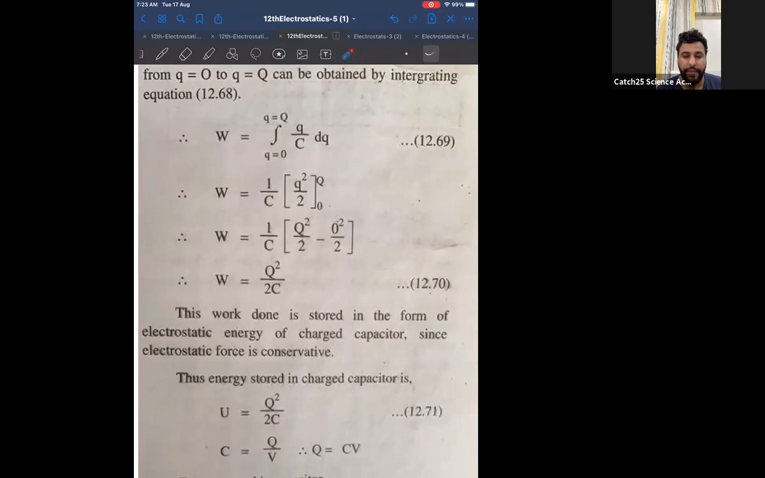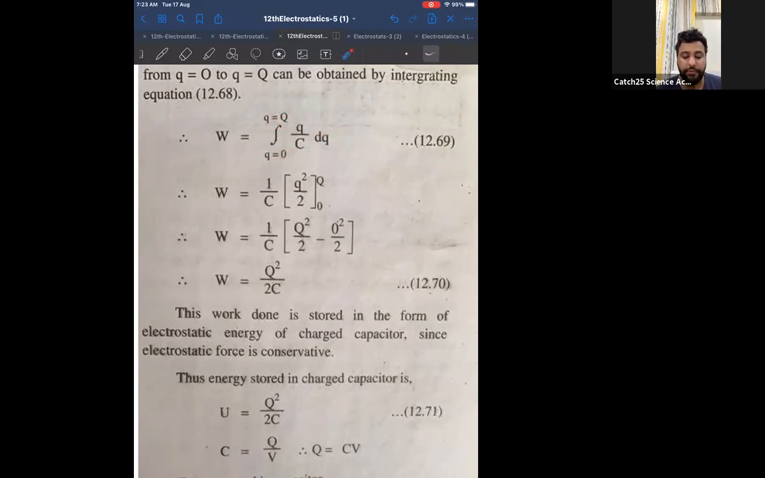I am doing integration with respect to charge. What is the initial charge of a capacitor? 0. What is the final charge of a capacitor? Capital Q. Therefore, my integration is between 0 to capital Q. Listen to me carefully.